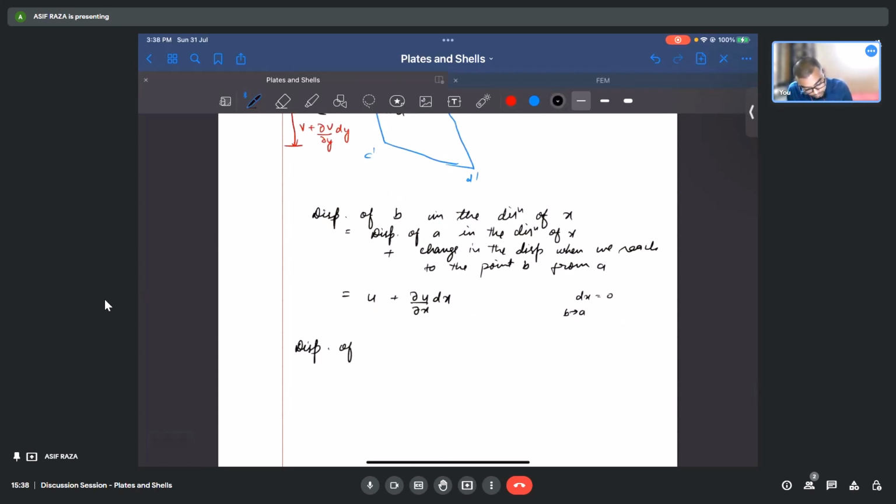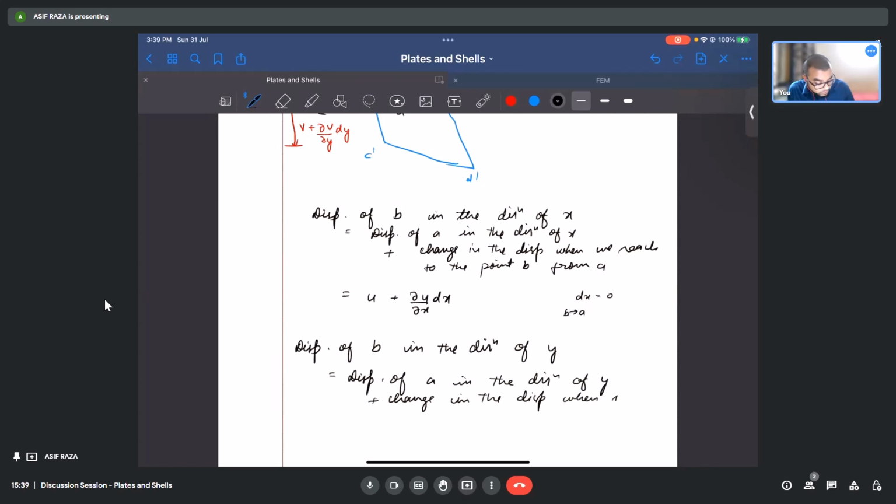Displacement of B in the direction of y would be the displacement of A in the direction of y plus the change in the displacement value, the change in the displacement when we reach from point A to B.